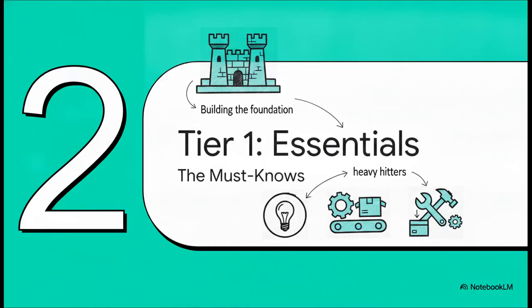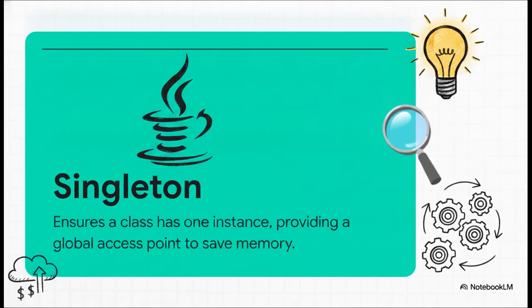Section 2, Tier 1, the essentials. We're kicking things off with the Singleton. This is an incredibly popular creational pattern, and it's designed to guarantee that a class has one, and literally only one, instance throughout your entire application. The absolutely crucial point here is that it avoids expensive, repeated object creation. So whenever you need a single source of truth, or if creating an object is just massively resource-intensive, the Singleton is your absolute go-to solution.